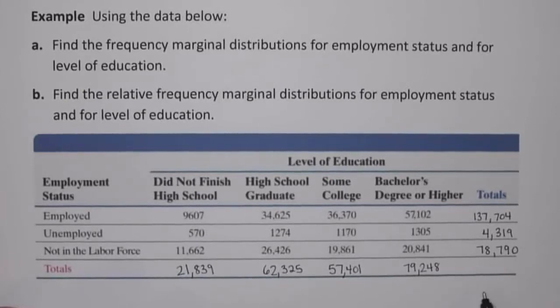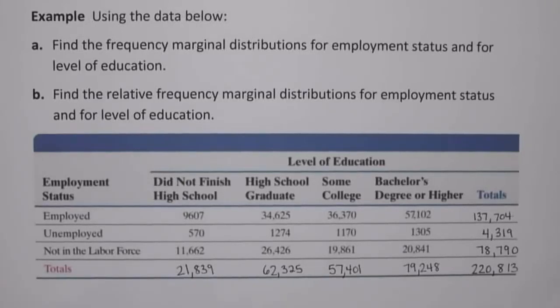How many individuals are represented in this table? We could figure that out two ways. One, we could add up the 137,704, the 4,319, and the 78,790. If we do that, that gives us 220,813. We'd get that same result if we add up the 21,839, the 62,325, the 57,401, and the 79,248. So if we add up these four values, we get the same total.